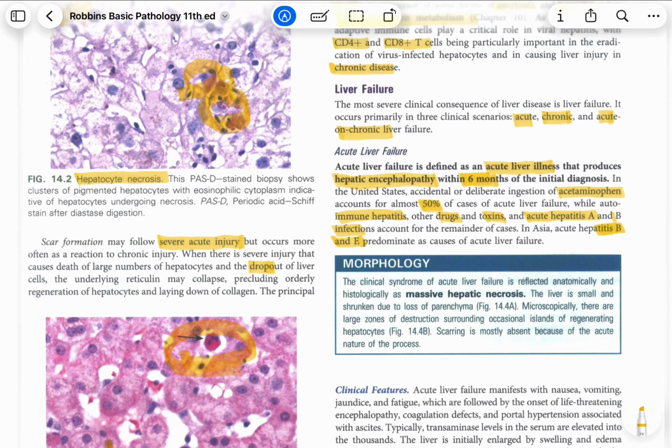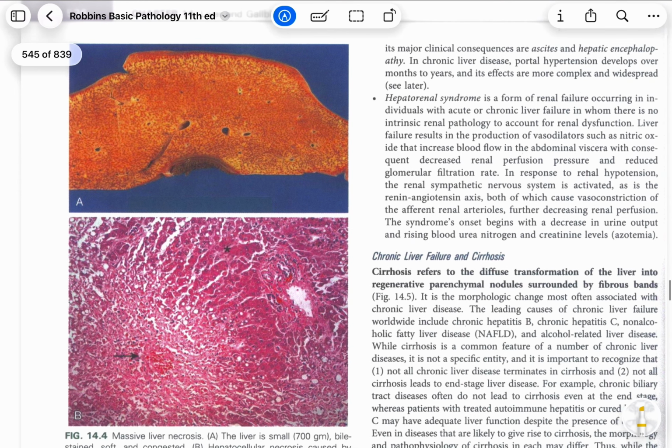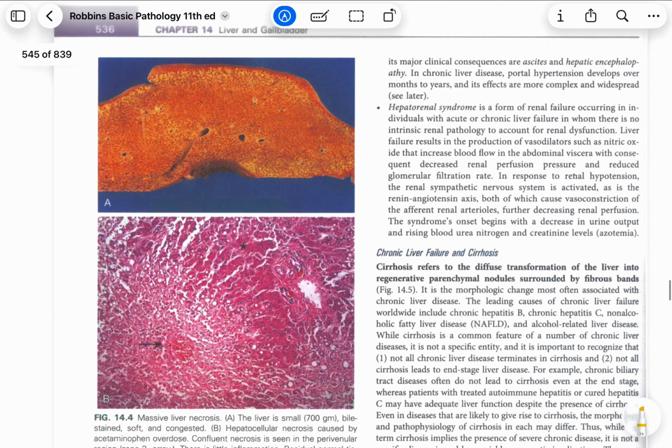Okay, so if we talk about the morphological changes in the liver in case of acute liver failure, the main feature is massive hepatic necrosis. Okay, and the liver is very small in size and shrunken due to loss of the liver parenchyma, and microscopically there are large zones of destruction surrounding occasional islands of regenerating hepatocytes, and scarring is mostly absent because it is acute.